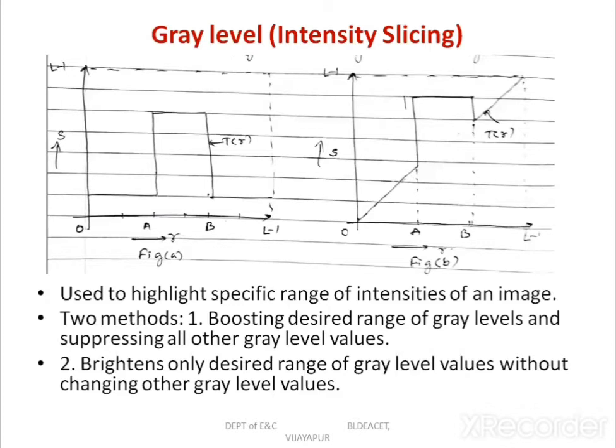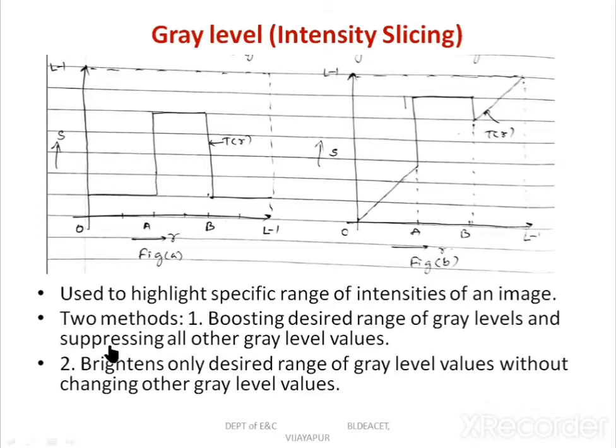Next we have gray level slicing, which is also called intensity slicing. This is the second piecewise linear transformation. It is used to highlight a specific range of intensities in an image. To highlight the specific range of intensities of the pixels of the image, we make use of this particular transformation called gray level slicing or intensity slicing.